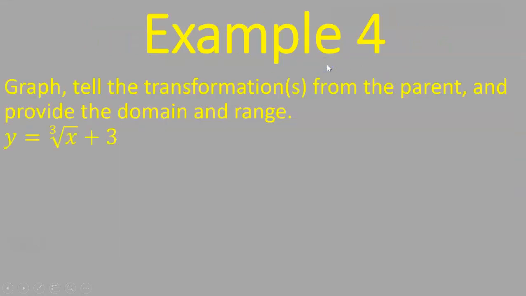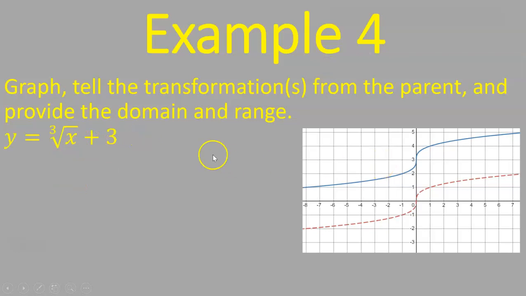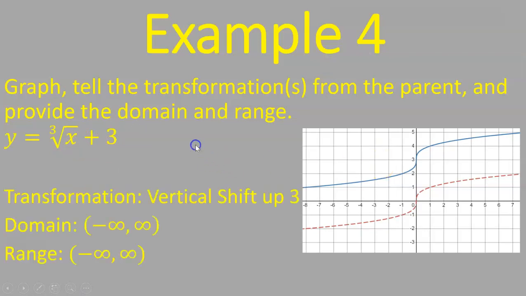Same instructions as before. Here's a simple shift upward. But notice the domain and range difference. This time it goes left forever and right forever. There's no restrictions, no abrupt stops. Also goes down forever and up forever. These are very common domain and range answers. What you could also say is all real numbers here.